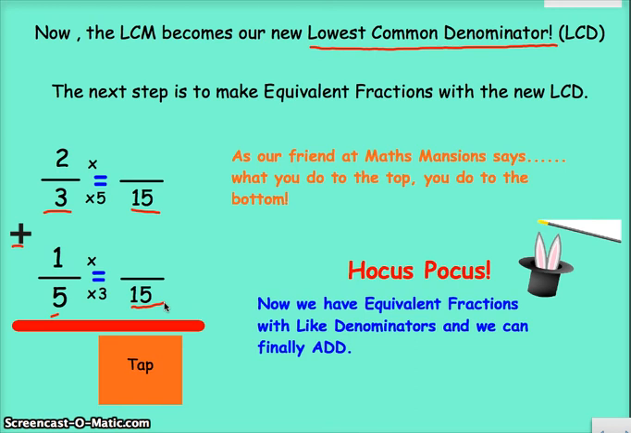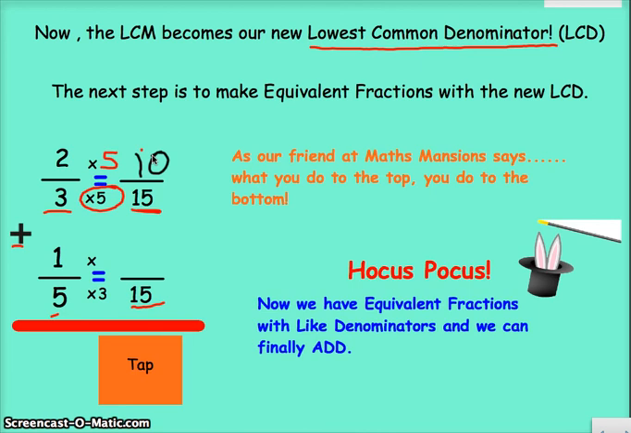If you remember our friend at Math Mansions and the videos we've seen, he'll say what you do to the top, you do to the bottom. So in this case, you need to look at, if I have a 3 and I'm going to a new denominator of 15, what do I do to that 3 to get a 15? You multiply it by 5. You do it to the bottom, you do it to the top. So 2 times 5 would then make 10. So 2/3 is equivalent to 10/15ths.